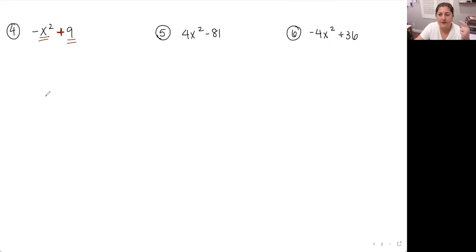So like we did in a previous video where we found the greatest common factor before we actually factored our trinomial, we're going to do the same exact thing here. We're going to find the greatest common factor, but between the two terms, so the binomial instead of the trinomial. So I'm going to pull out a -1, and then I'm going to end up with x squared minus 9.